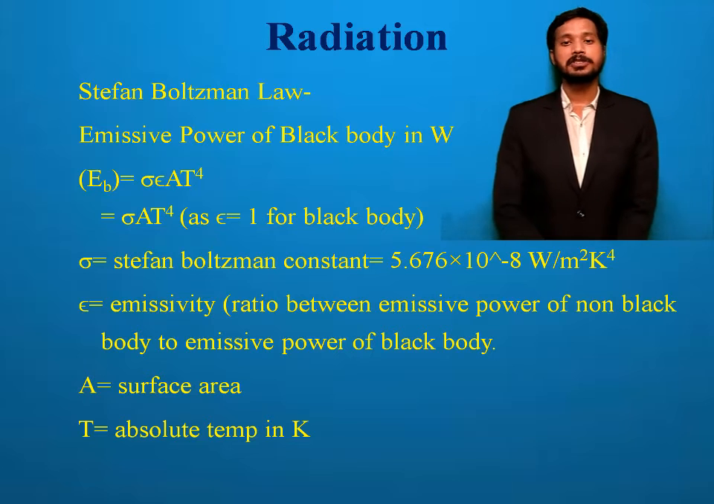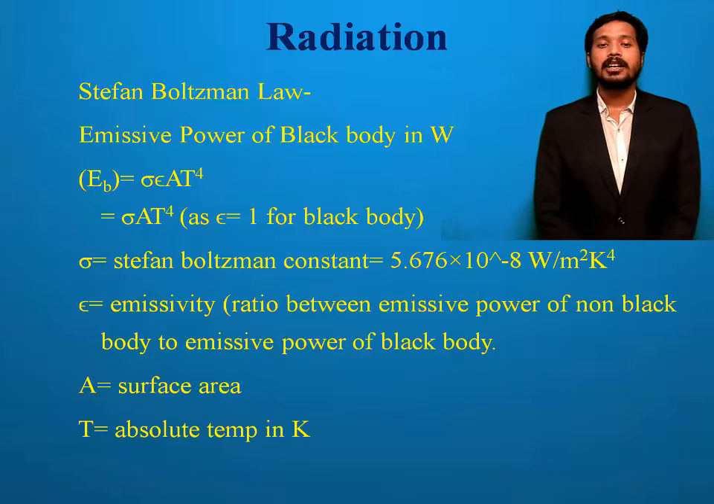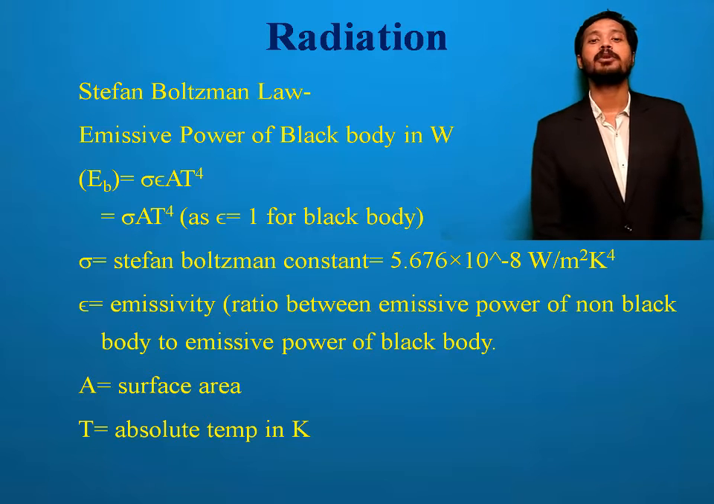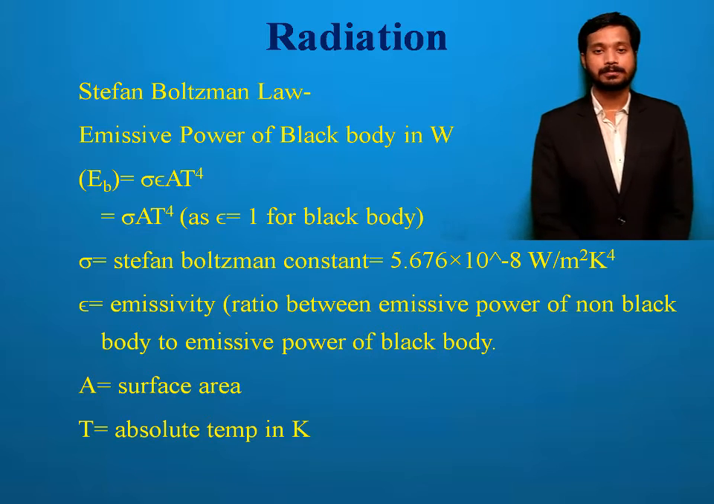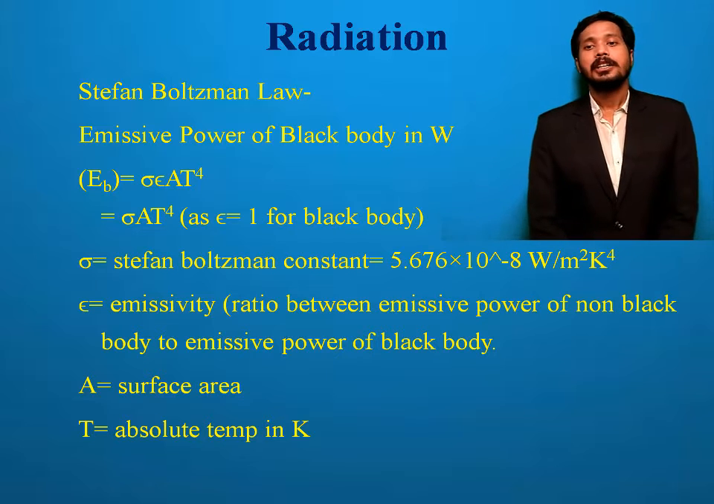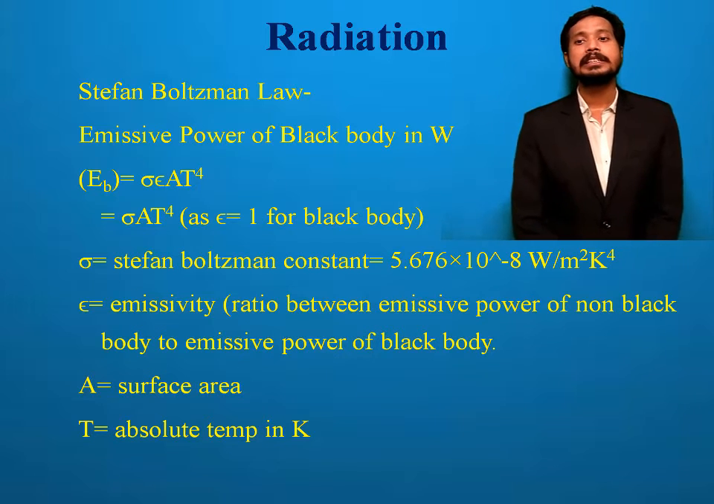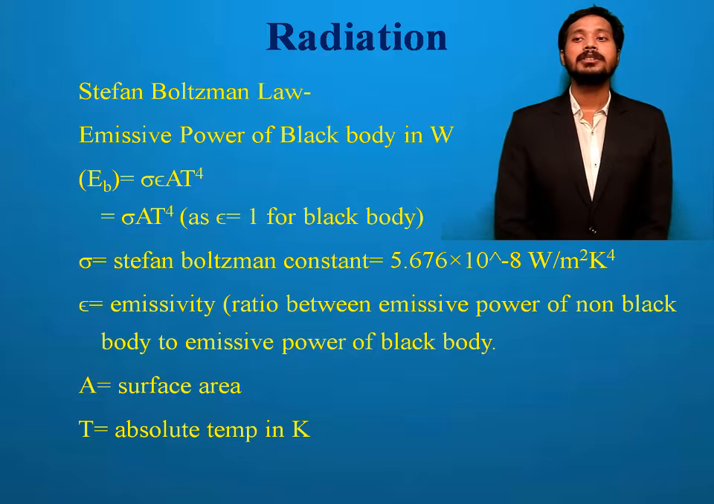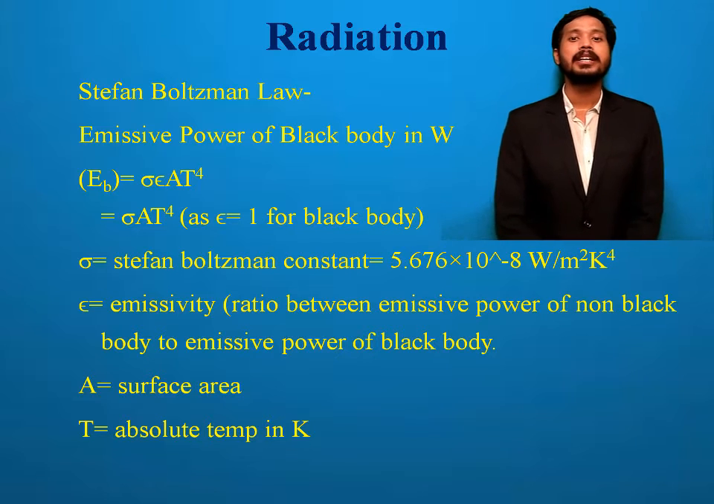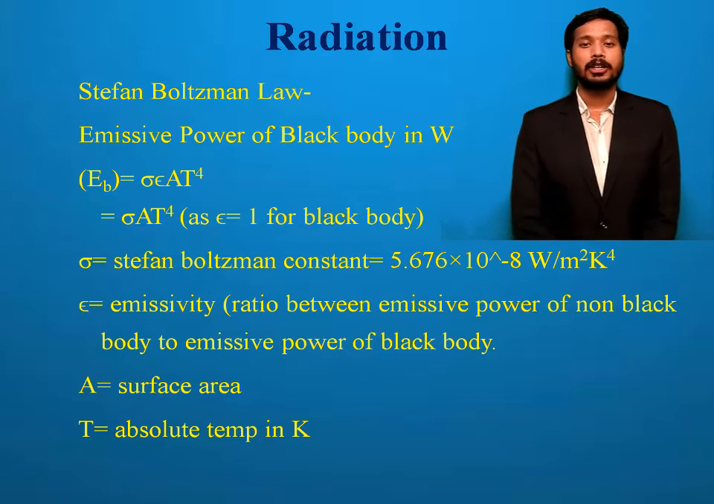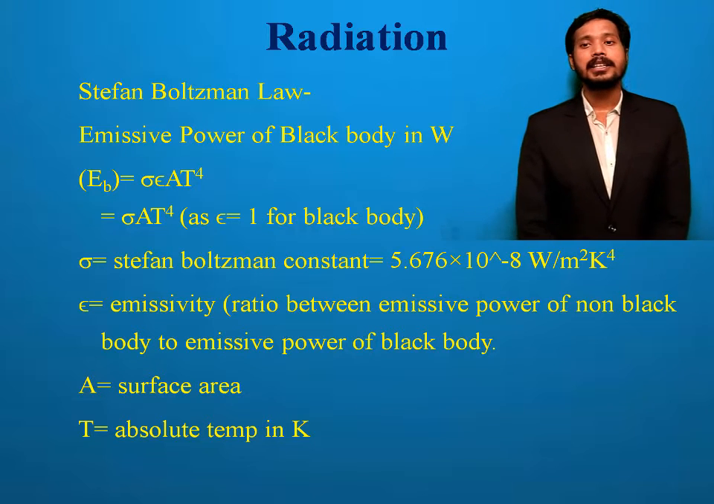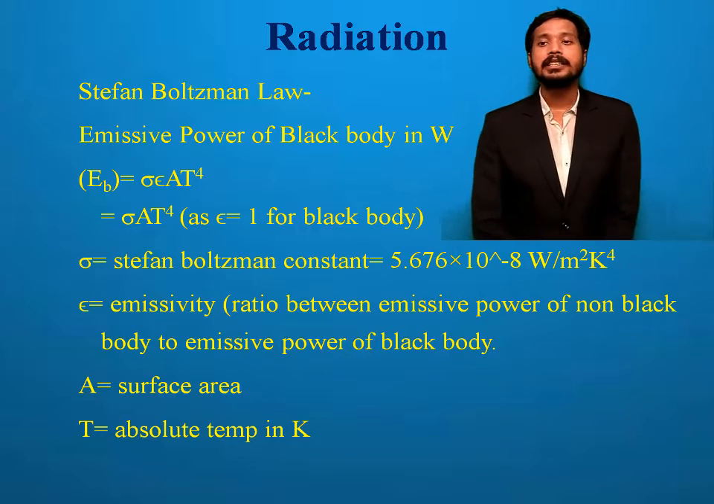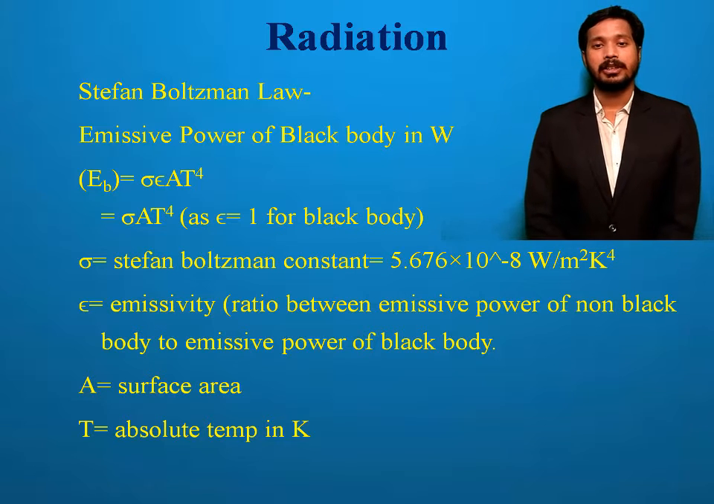What is sigma? Stefan-Boltzmann constant. The value of the Stefan-Boltzmann constant is 5.676 into 10 power minus 8 watt per meter square Kelvin power 4. What is epsilon? Epsilon is called emissivity. This is the ratio between emissive power of a non-black body and emissive power of a black body. What is A? A is called surface area, and what is T? T is the absolute temperature in Kelvin.